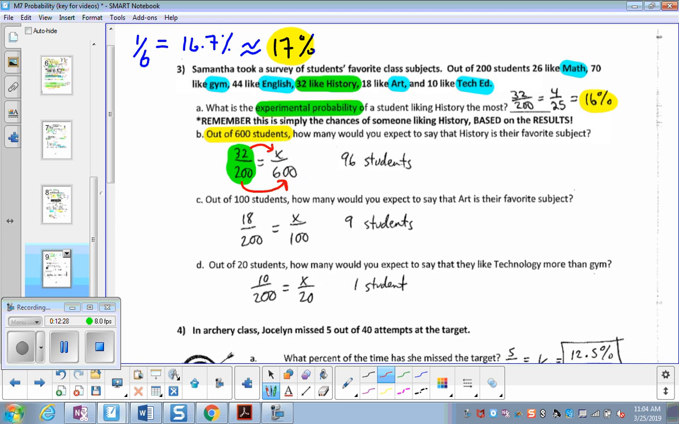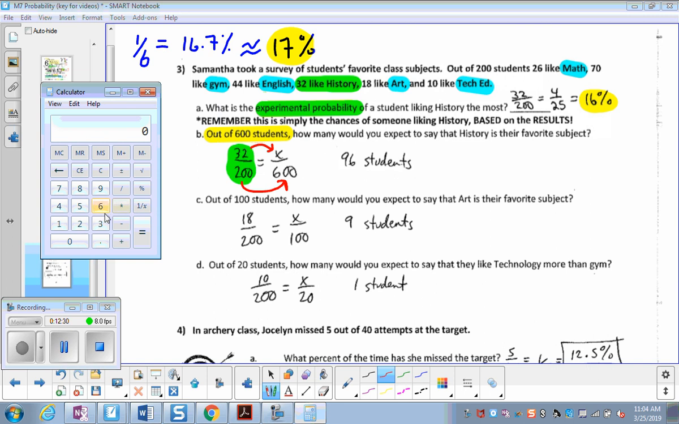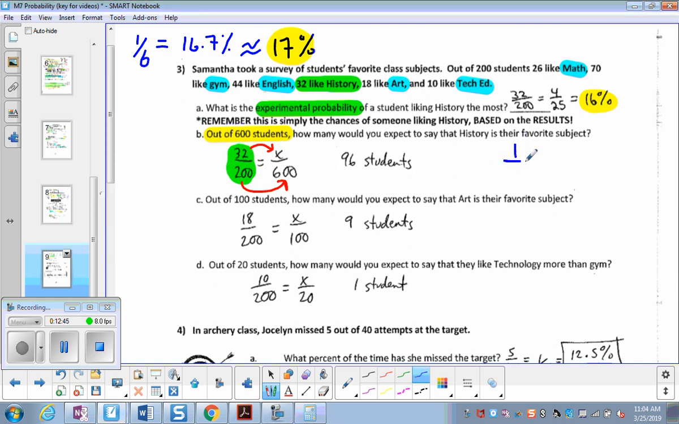Now, if you don't like the scale factor method, you can cross multiply. 32 times 600 in the calculator is 19,200. And then when I divide it by the 200, we're going to get 96 students. Now, I do want to point out, I'll put in blue here, that theoretically we would have predicted that each subject has an equally likely chance. And if we were going with theoretical probability, our answer would be 100 students. So theoretically, we'd predict 100 students, and according to the survey, we get a more realistic expectation that we won't quite get 100, okay?